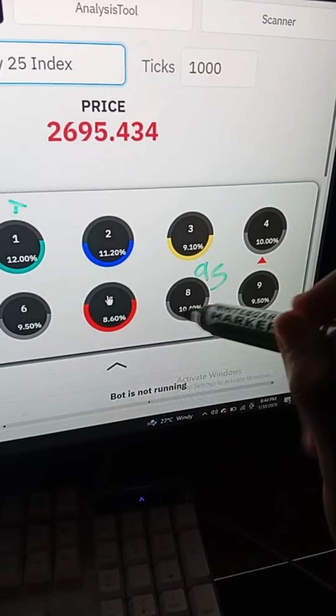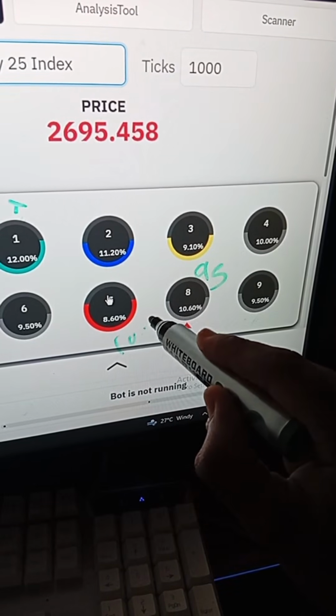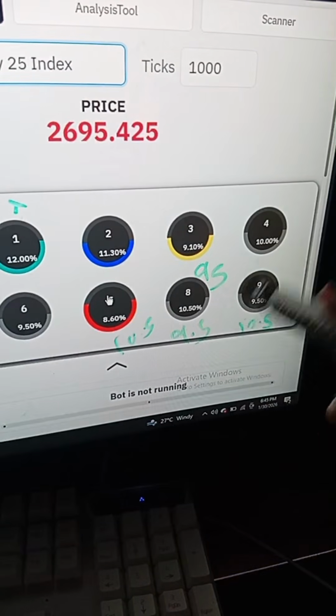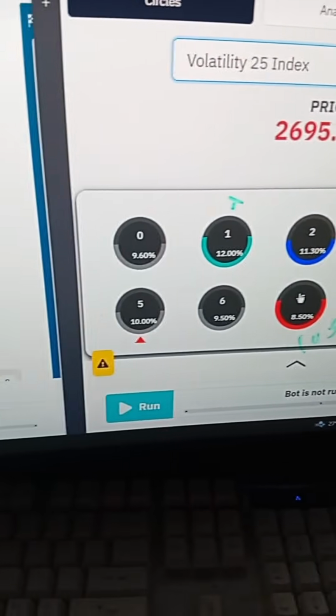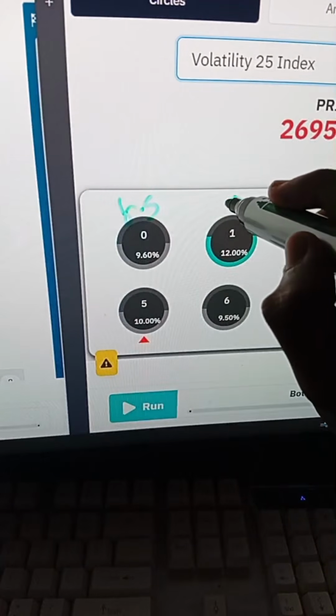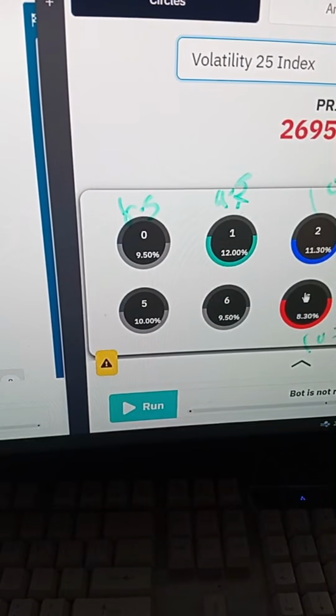Remember, if you are trading under 8, this should be below 10.5. This should be below 9.5. This should be below 10.5, okay? And again, if you're trading over 1, this should be below 10.5. This should be below 9.5. This should be below 10.5 again, all right?